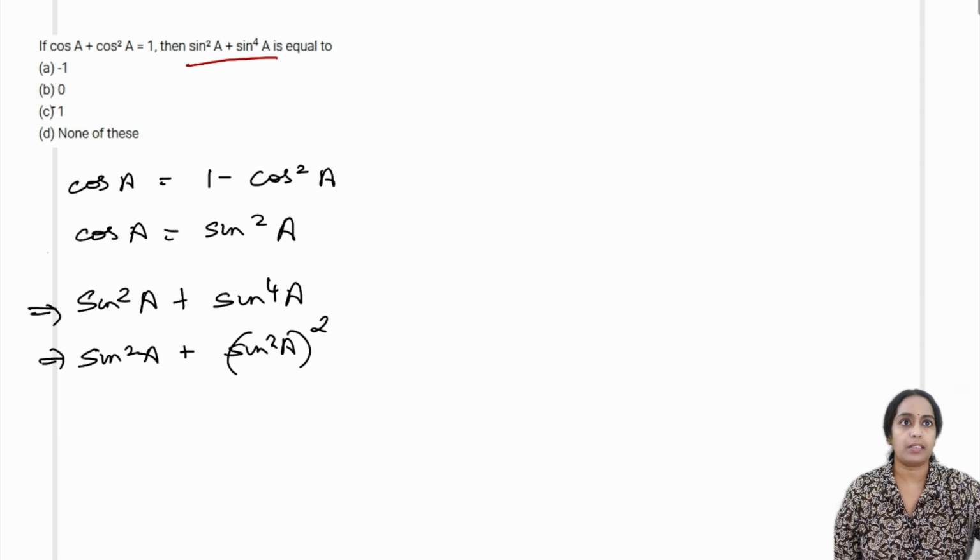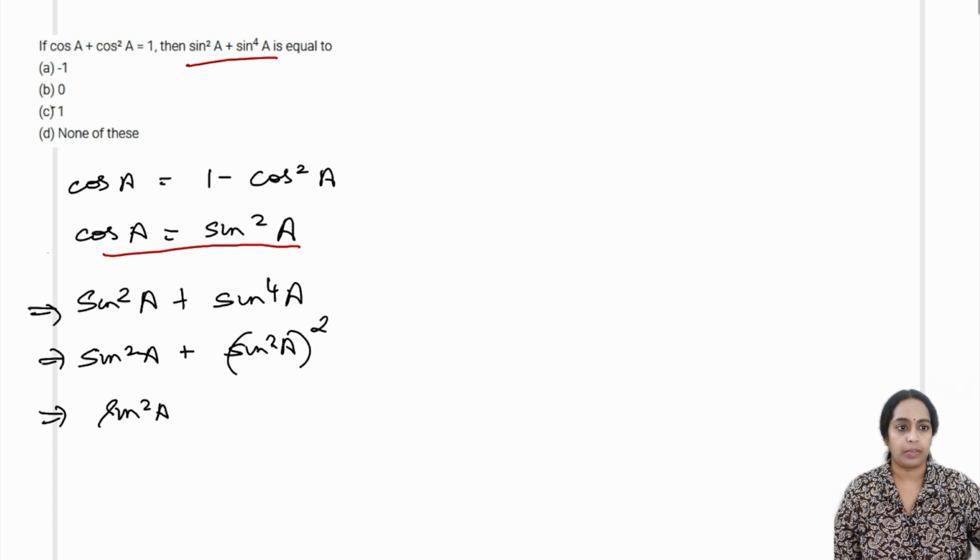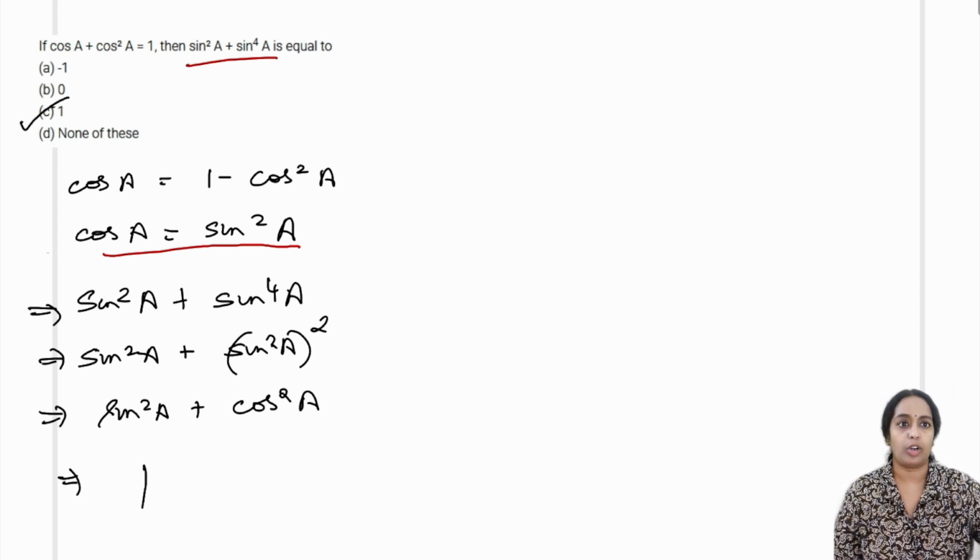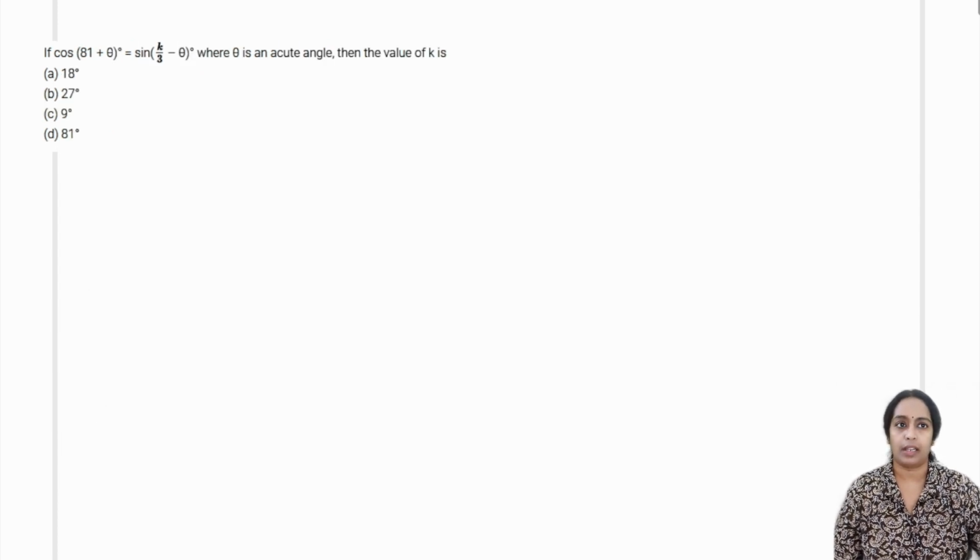So what is my sin square A? I just found my sin square A, which is cos A. So I'll substitute it here. So sin square A plus sin square A is cos A and the whole square. So it becomes cos square A. So now I have the identity sin square plus cos square is equal to 1. So option C is the correct answer. Moving on to the next question.